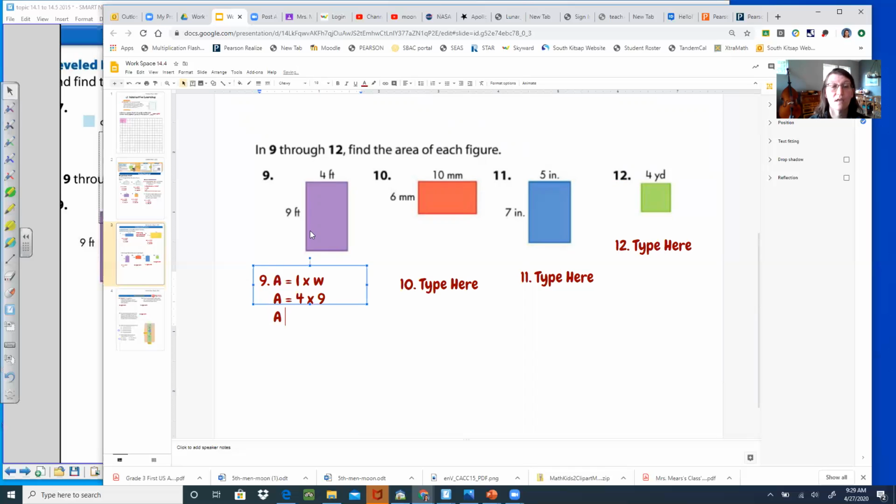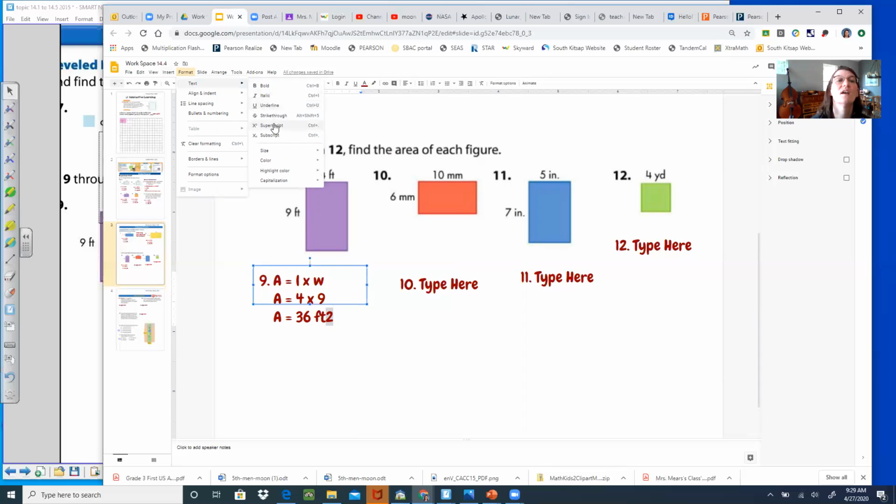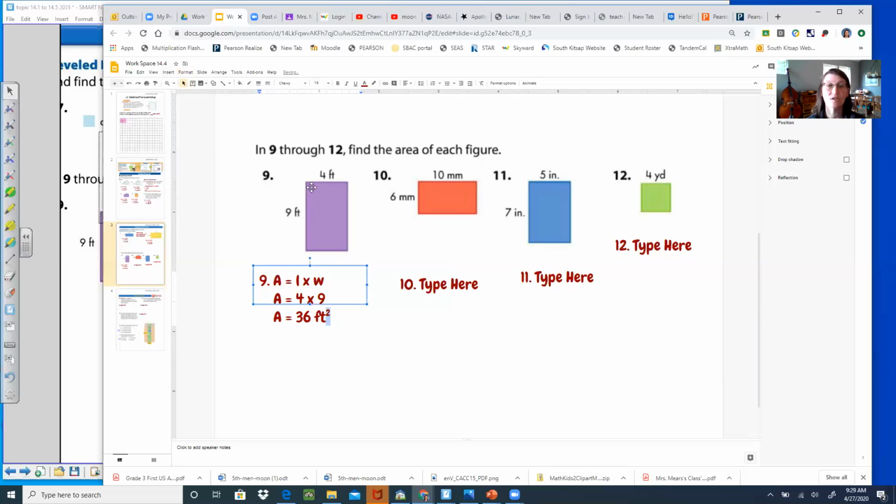A equals, okay, so for 4 times 9, I can put down my 4th finger. That's my 5th finger. Boy, my brain and my hands are not connected this morning. 4th finger, and I have 30, here's 5, this one would make 6. So 36, and that would be feet squared. Need that little 2. Now I need to highlight that little 2. Hello, let's highlight you. Come up here to format, text, and superscript. There we go. Now it's just the size I want.